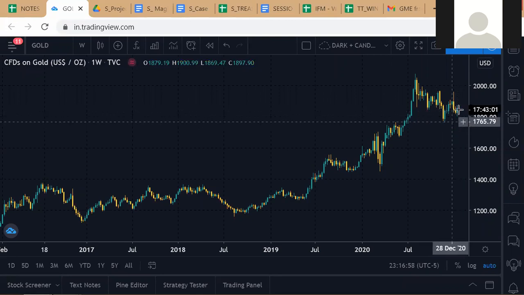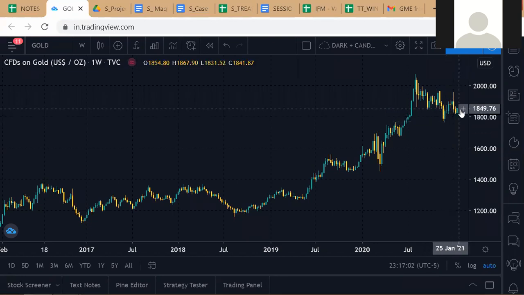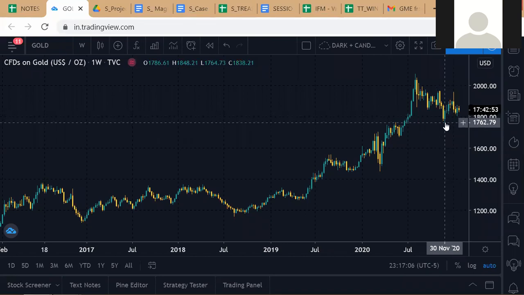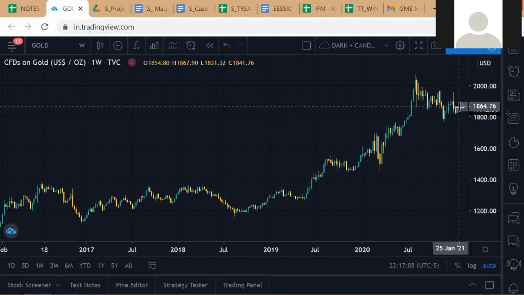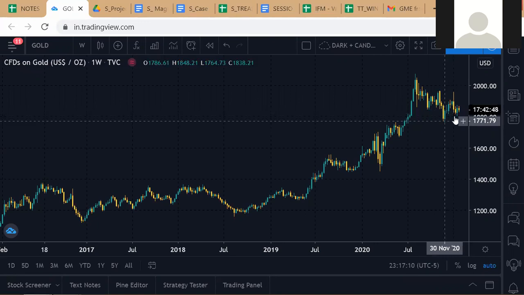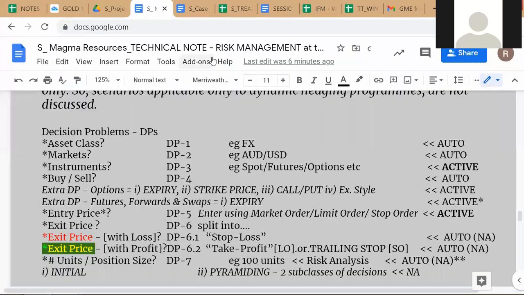So the third option is that you leave a stop over here, which, relative to the current market of around 1841, if you get out at 1760 or something, is worse than the current market, so less favorable than the current market. So in this case, you'll be leaving a stop order. So what we are establishing is that although DP4 is automatically solved, DP5 is to be actively solved. Okay, that's another thing that we are establishing.